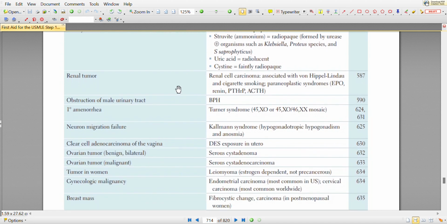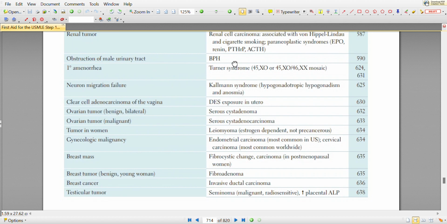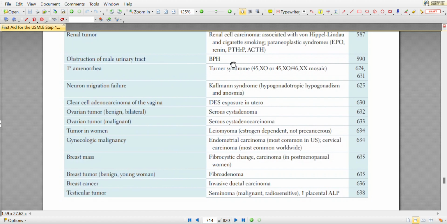Renal tumor is commonly associated with renal cell carcinoma, associated with von Hippel-Lindau and cigarette smoking, with paraneoplastic syndromes: EPO, renin, parathyroid hormone-related protein, and ACTH, adrenocorticotropic hormone. Obstruction of the male urinary tract: benign prostatic hyperplasia. That is the common associated disease for obstruction of the male urinary tract.